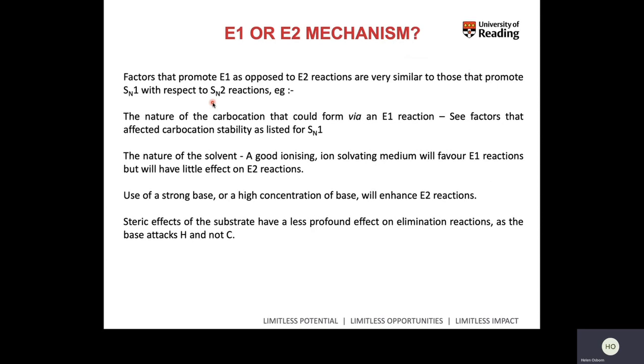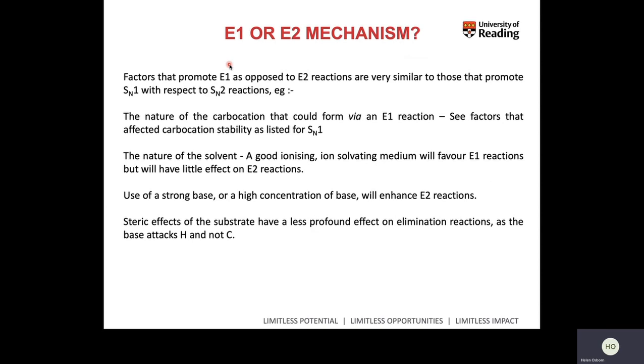So the reason we're able to recap and draw out similar features is because the mechanism of the E1 is similar to the SN1. The mechanism of the E2 is similar to the SN2. So why are they similar? They're similar because in the E1 and the SN1, both of the rate determining steps involve loss of the leaving group. The E2 is similar to the SN2 because the rate determining step for each of these involves the nucleophile or the base attacking the substrate at the same time as the leaving group departs.